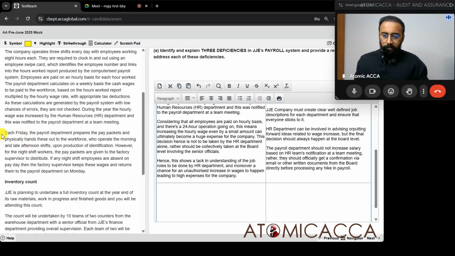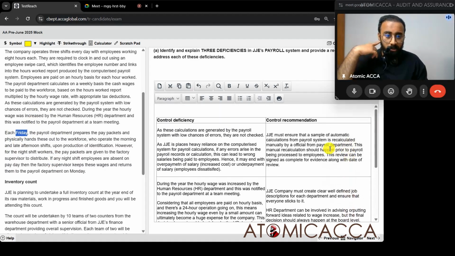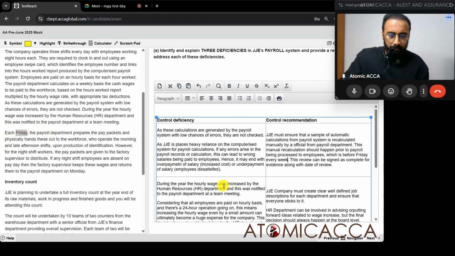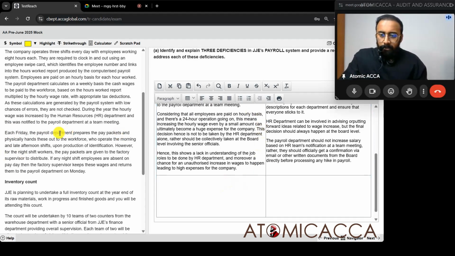Now we have to find one more from this paragraph. Each Friday, the payroll department prepares the pay packet and physically hands it out to the workforce. So Friday, this is a weekly payment that is happening. So it's clear over here. Earlier we said something about the company ensuring a sample of automatic calculations from payroll scans. This manual recalculation should happen prior to the payroll being processed to employees, which is before Friday every week, because as per the data over here, it's on Friday that salary is being paid.